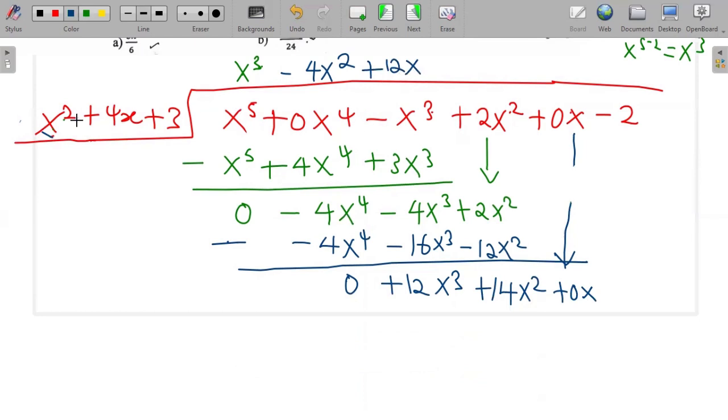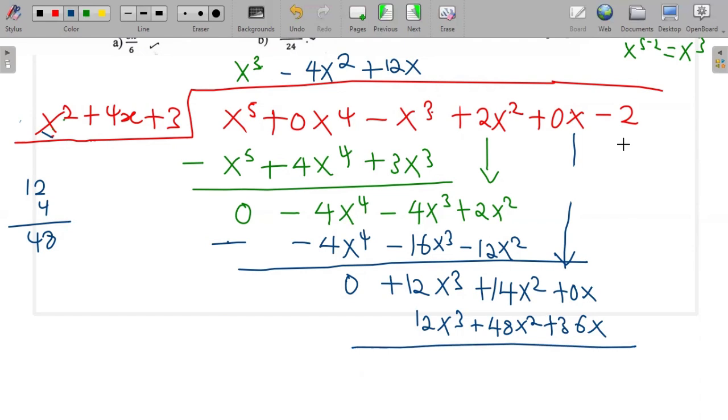So 12x multiplied by this, I get 12x to the power 3. 12x multiplied by that. Okay, what is 12 multiplied by 4? So 12 multiplied by 4, that is 48. So I have plus 48x squared. Then 12x multiplied by 3. I have 36, so plus 36x.